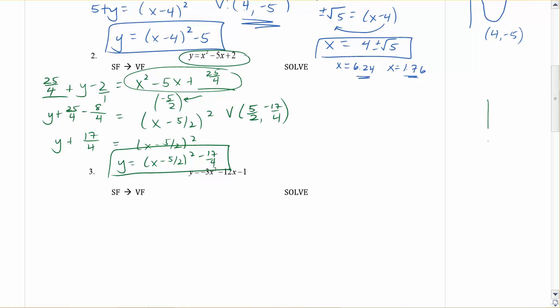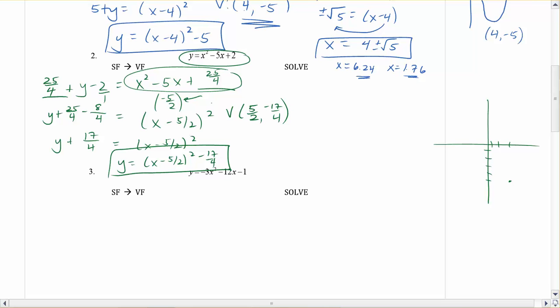Remember, it's opposite what's in the parentheses, and then the same as what's outside the parentheses. Okay, so if I were to just kind of sketch this, 5/2 is about 2.5, and negative 17/4 would be between negative 4 and negative 5. So I know my vertex is around here. Let's go ahead and find out where the rest of my graph looks like by finding the x-intercepts.